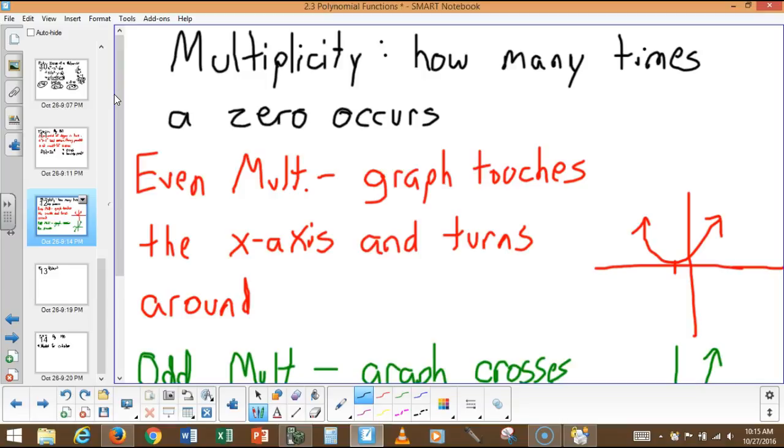Even multiplicity, if that zero occurs 2 times, 4 times, 6 times, and so on, the graph touches the x-axis and turns around. So if we look at the graph on the right, this would have even multiplicity for our zero, x equals -1. We can see it's touching the graph at that spot. Approaching from the left, it's decreasing, it touches the graph at that point, and then turns around and goes the other way. Okay, that indicates even multiplicity. We don't necessarily know if that zero is occurring twice or 4 times, but we know it must be even.